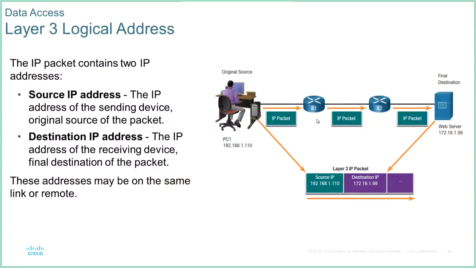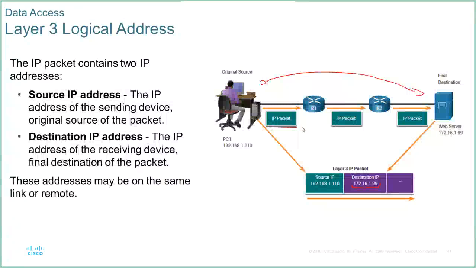Okay, so source and destination IP addresses are telling you the ultimate final destination for the IP packet to travel. We are basically going from our PC up to our web server, and it's going to be looking at the destination to get there. It's not going to be looking at the source. It only wants to know the destination network.